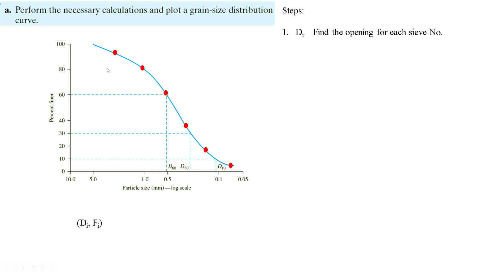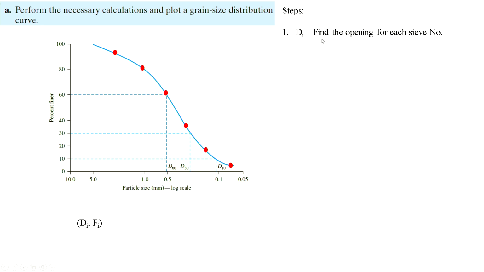So what we need is to define those points on the particle size distribution curve. Actually, we need to know the diameter or particle size Di. We need to calculate Fi, and we know that we have 8 points. Let's see how to define Di and Fi.